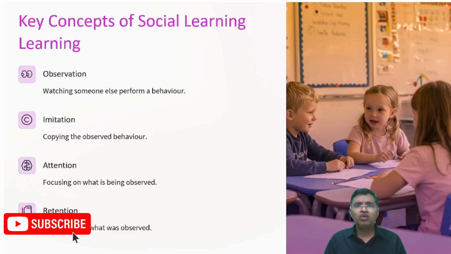So, the key concepts of social learning are, first, observing others. They watch someone else's behavior and perform that behavior. Imitation means copying the observed behavior, and they mainly focus on what they observe, attention. What they observe, they are going to remember. That is retention. The key concepts are observation, imitation, attention, and retention.